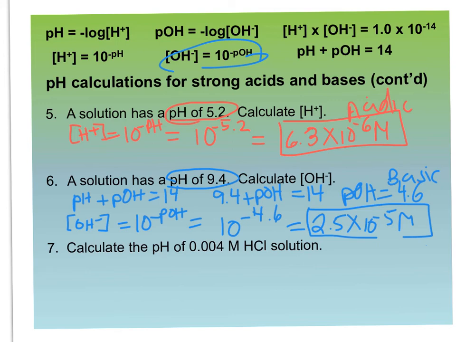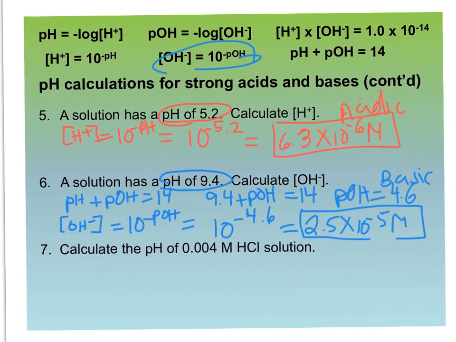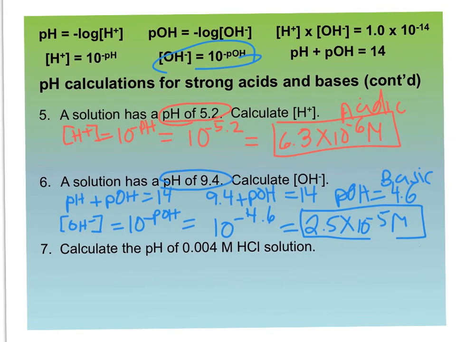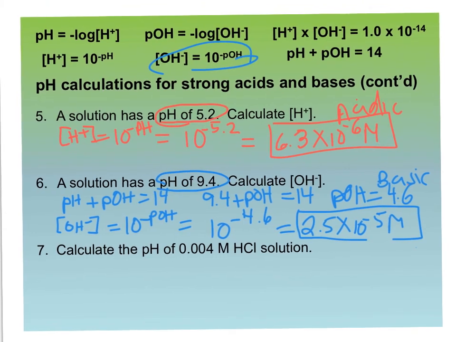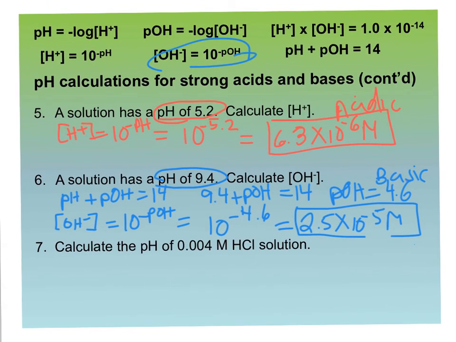So number 7 says calculate the pH of 0.004 molar HCl solution. So where do we start? It doesn't really give us any of these variables, right? It asks for pH, but all it says is that we have a solution that's HCl and it's 0.004 molar. So let's think, HCl is what kind of solution? Well, it's an acidic solution.